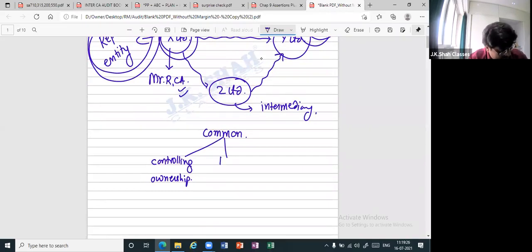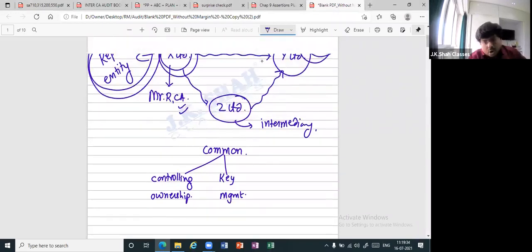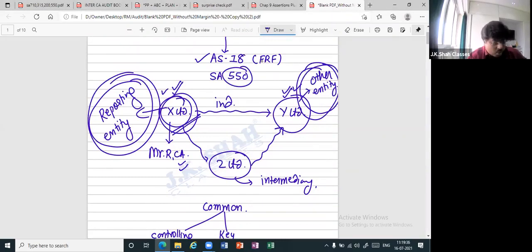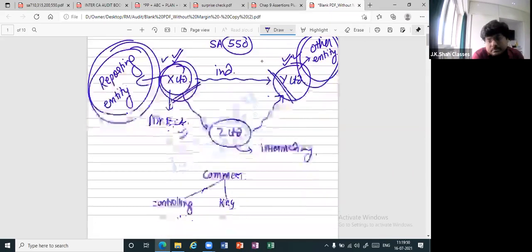Secondly, key management. What do you mean by key management here? TCWG type, the BOD. For a simple example, the BOD here is also the BOD here. So ultimately the people taking decisions in X are the same people taking decisions in Y. Then can I say they have common management? Since the management is common, we say X and Y are related.